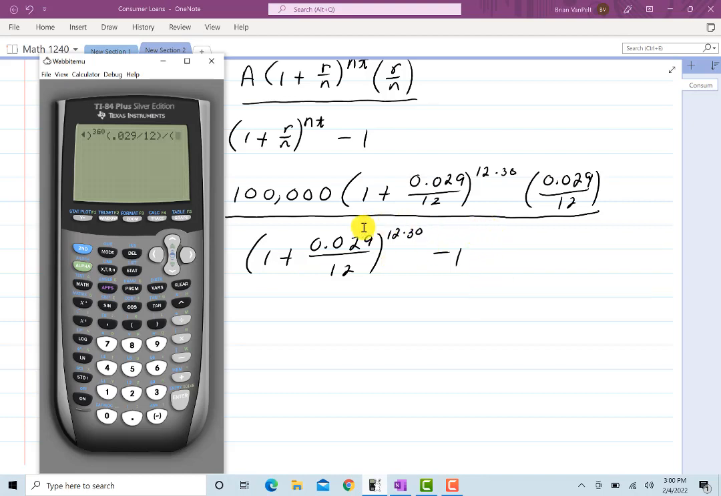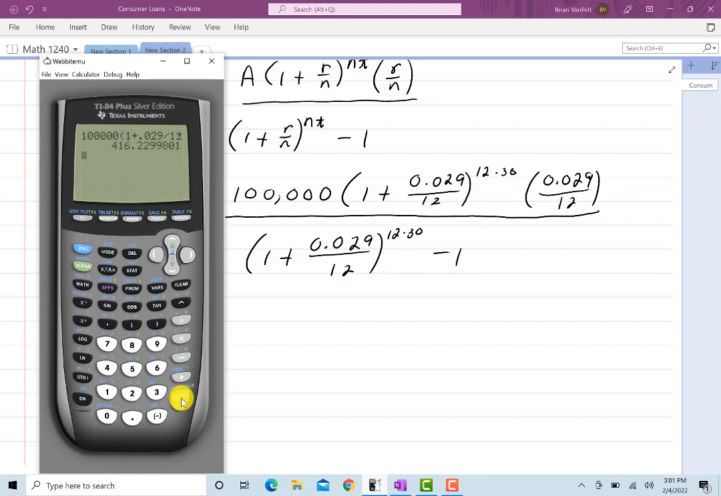If you can sort of get your mind to think about that, I will then have this quantity inside of those parentheses. So I'll start a second parenthesis. I'll do 1 plus 0.029 divided by 12. And I will raise it to the 360 power. Bring it down out of that exponent if you have to. Subtract 1. Finish the parenthesis in the denominator and hit enter.